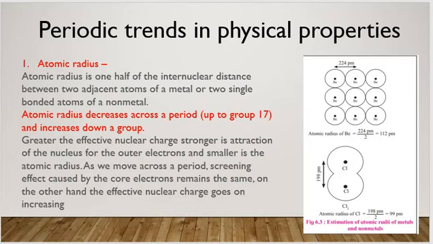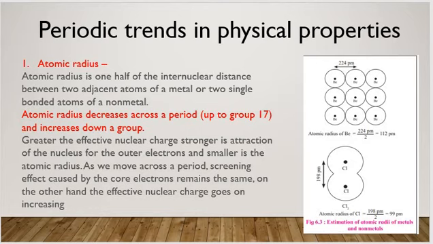Now, how does atomic radius vary across the period and down in a group? Atomic radius decreases across the period and increases down in a group. If an atom has a greater effective nuclear charge, stronger is the attraction of the nucleus for the outer electrons and smaller is the atomic radius. As we move across the period, the screening effect caused by the core electrons remains the same. On the other hand, the Z effective value goes on increasing. So the valence electrons are tightly bound. That is why the atomic radius goes on decreasing.